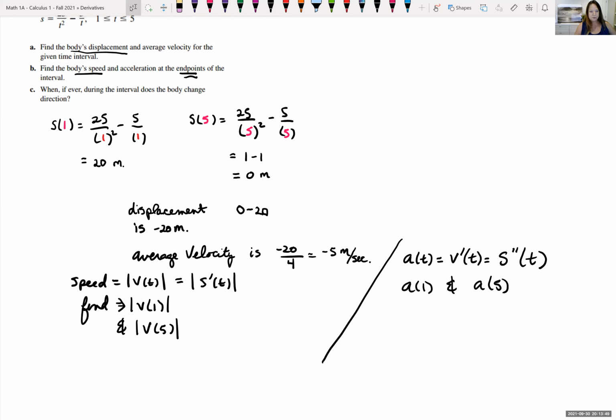So I have a question. Going back to the first part where you found the average velocity, where'd you get the 4 from?